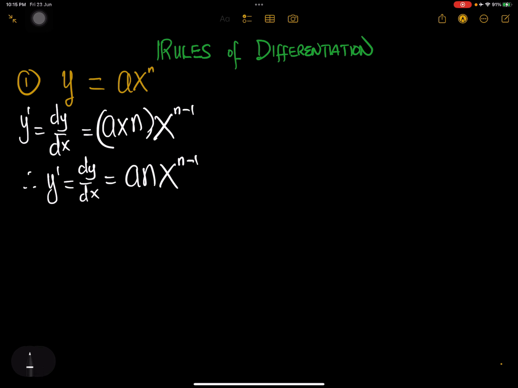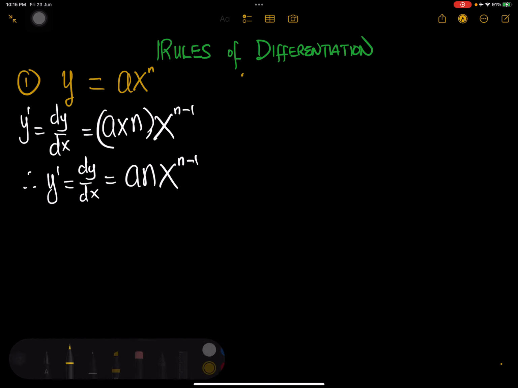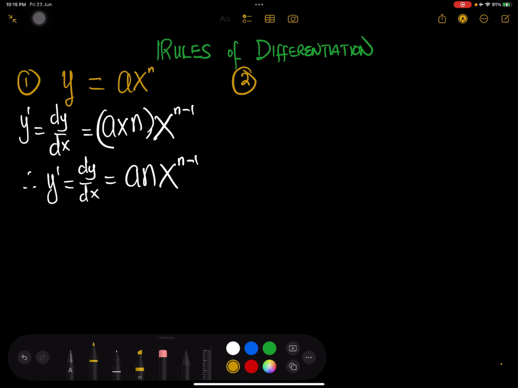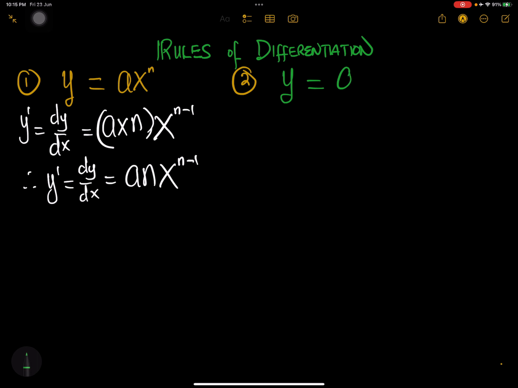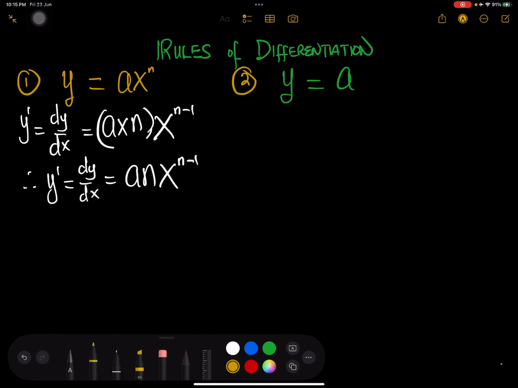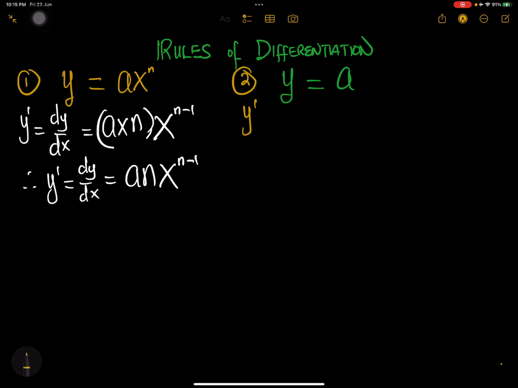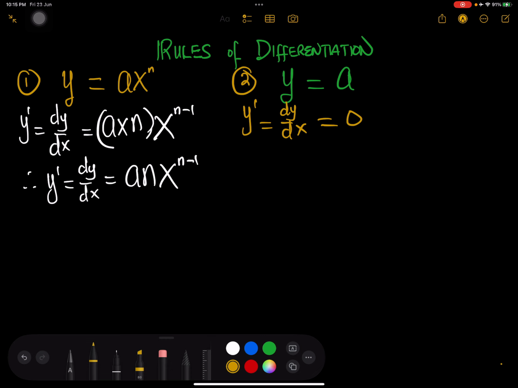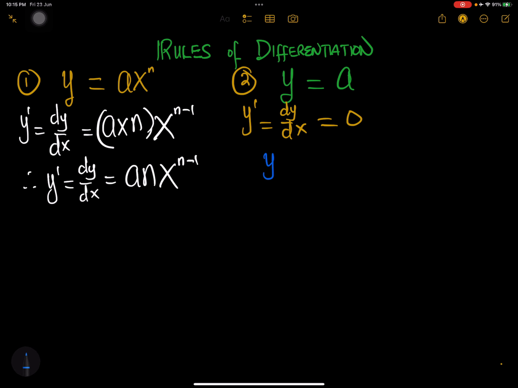Now, let's look at our second rule. The second rule says that if you have y and it's equal to a, and we differentiate it, we should get 0. We said that if you take y prime, which is dy dx, of the constant, we should get 0. But how are we arriving at this? That's the question. So let's imagine again that we have y equals to maybe a.